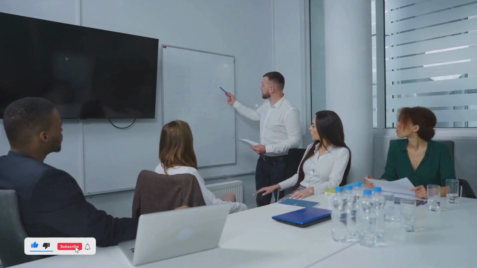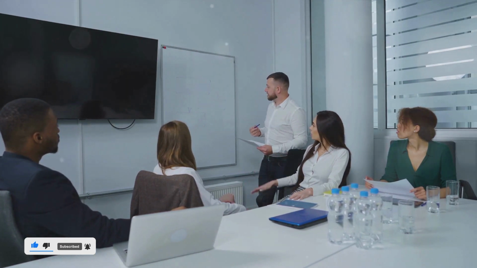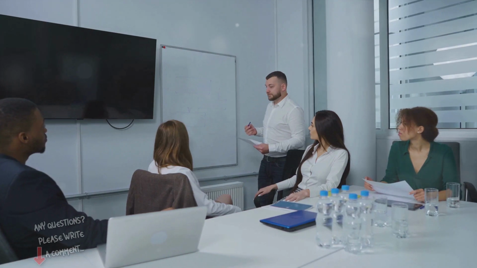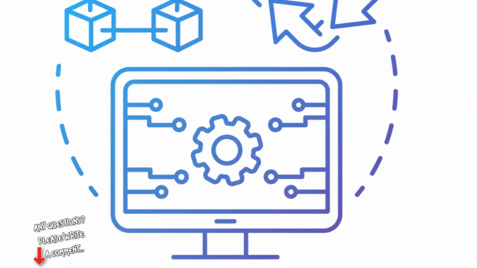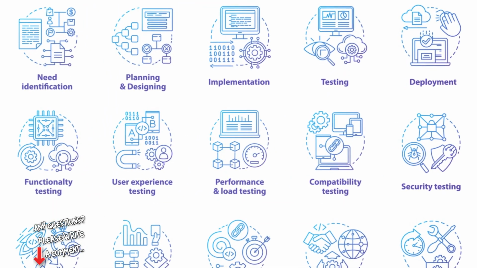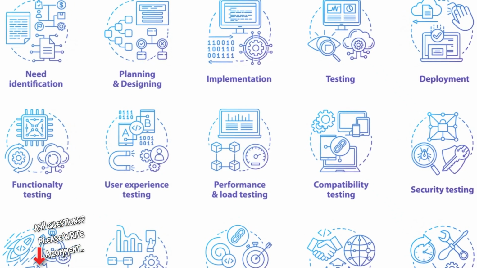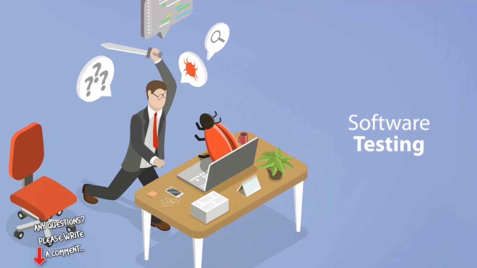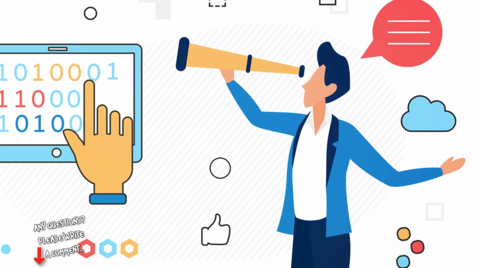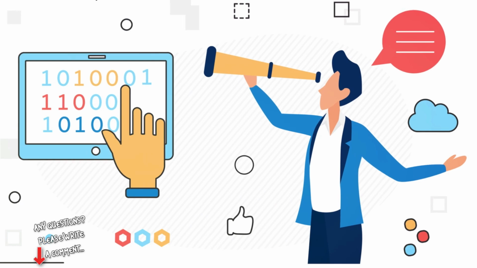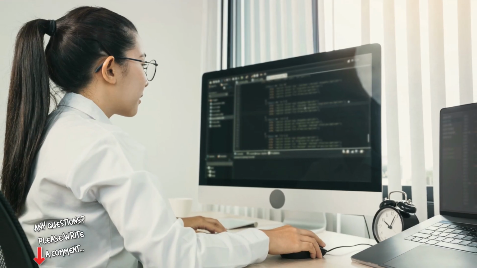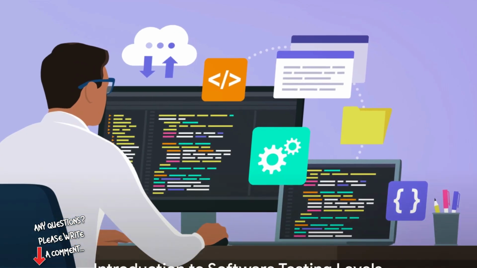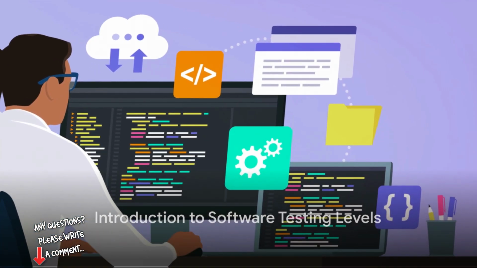These levels include unit testing, unit integration testing, system integration testing, and acceptance testing. Each of these levels plays a crucial role in ensuring that the software product is robust, functional, and ready for deployment. They also help in identifying and fixing any bugs or issues that might arise during the development process. So, whether you're a seasoned QA engineer or someone just starting in the field, understanding these levels can help you improve the quality of your work. Join us as we delve into the world of software testing.